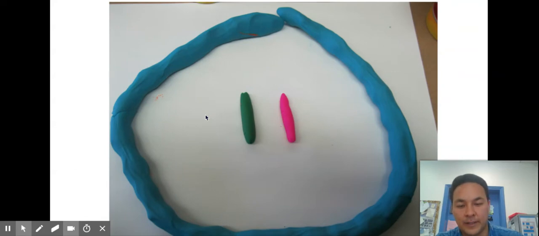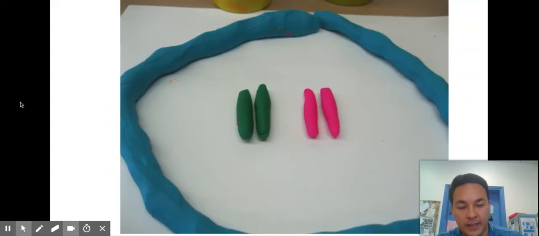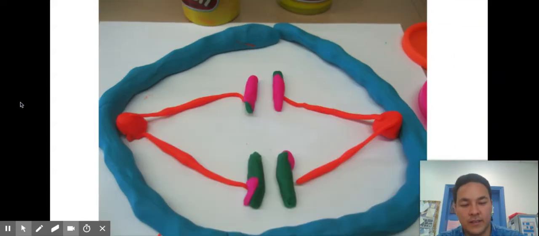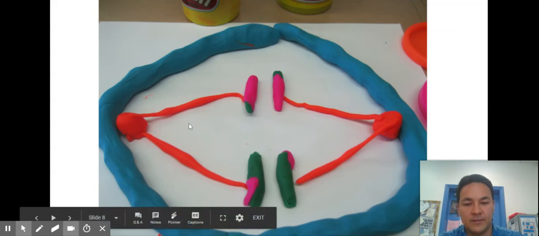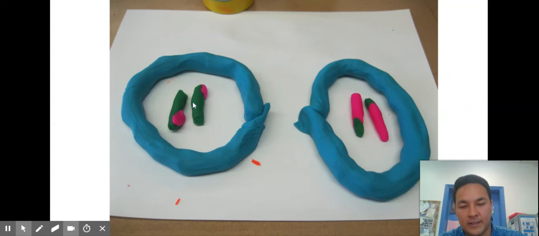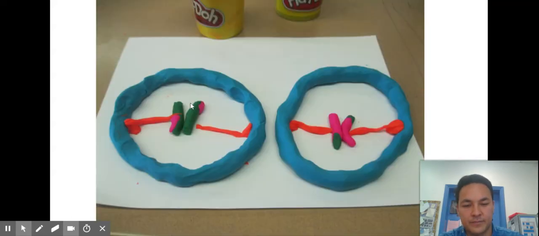Here's an example of Play-Doh, and I'll try and do this with you on your review day. So this is just going to be 2n is equal to 2. Now they double up during the S phase of interphase. Here they're going to hug each other. They're going to swap some sections. They're going to get pulled apart. Haploid, right? This is one homologous pair, one homologous pair. So we went from 2n is equal to 2 to now n is equal to 1.